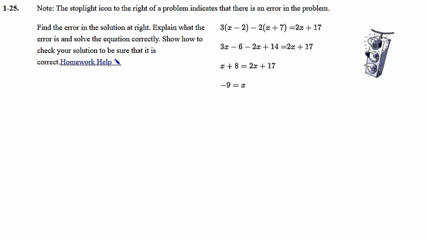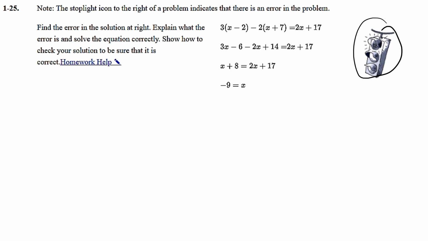Okay, last problem. Note the stoplight icon to the right of the problem, which indicates that there is an error in the problem. So throughout the core problems and homework we cover, when you see that there's an error, usually you're going to be tasked to identify the error, explain it, and then correct the problem, showing how to do it correctly. Let's see if we can figure this out.